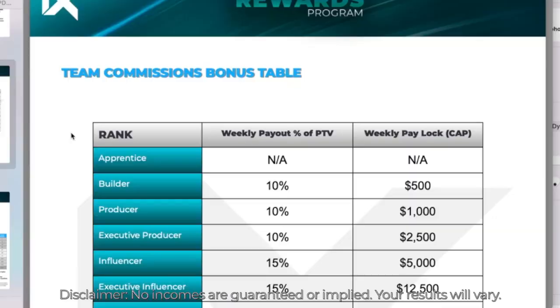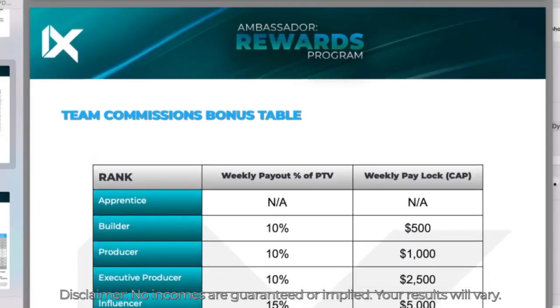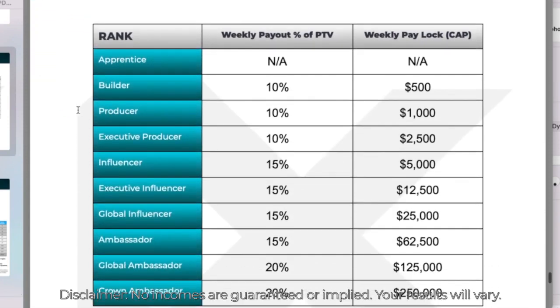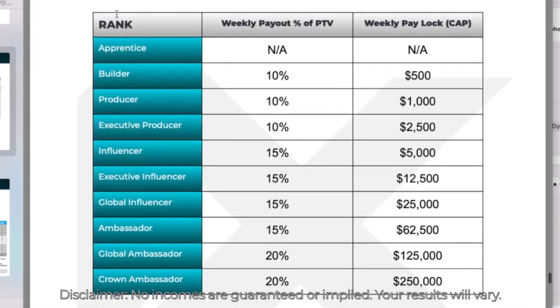Now, what I want to do is go to the comp plan PDF, okay? On the comp plan PDF, on pages 15 and 16, so the last 2 pages, what you see here is your rank, the title of your rank. You have your weekly payout percentage, which is 10 all the way up to 20%. And then here's the thing you need to keep track of: the weekly pay cap.